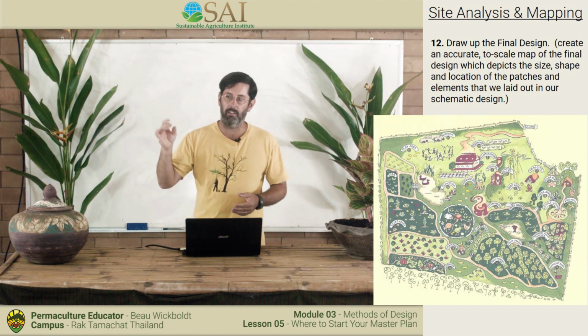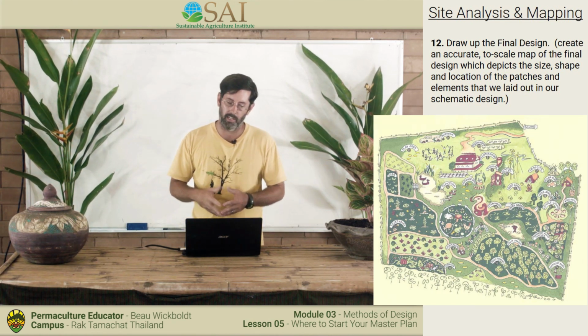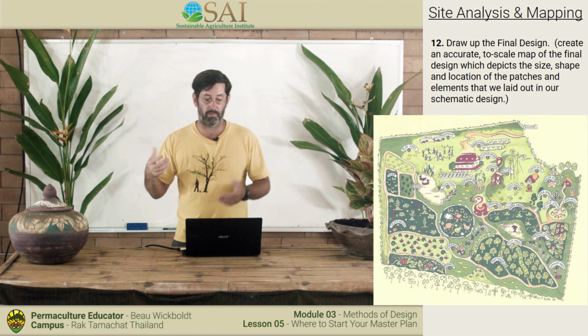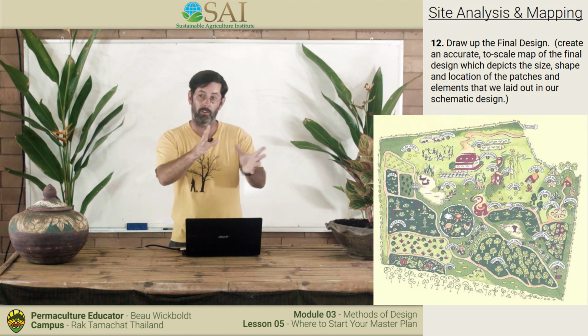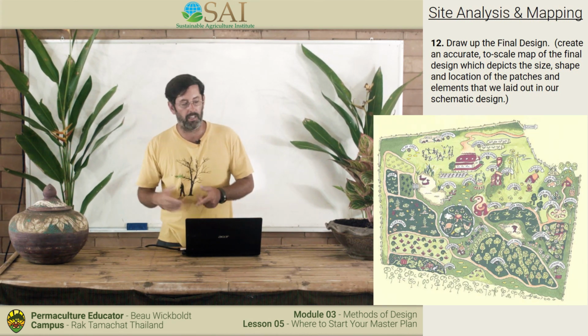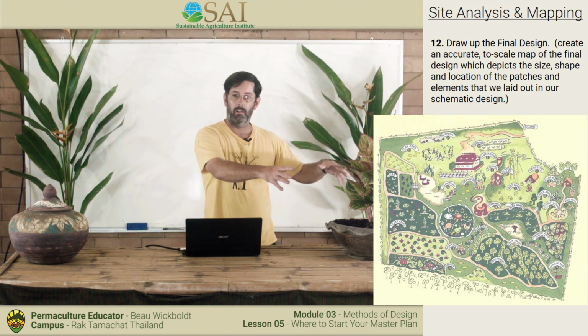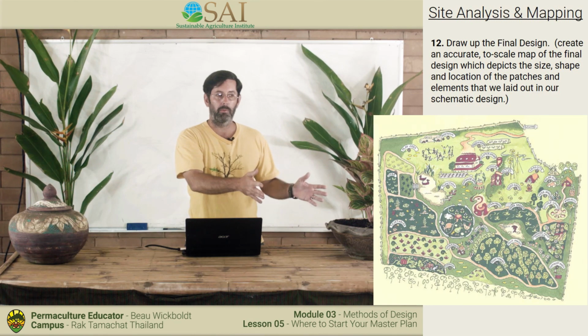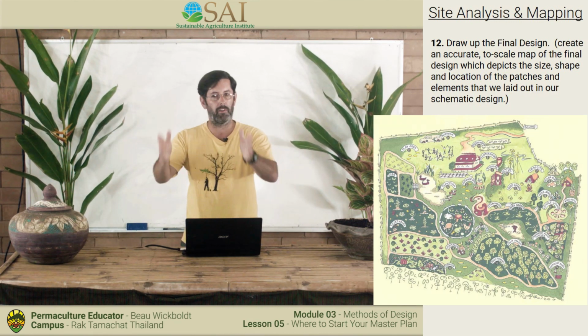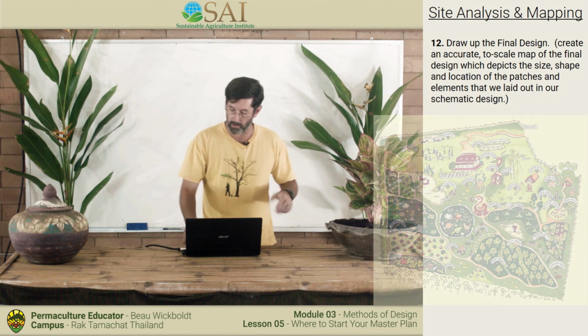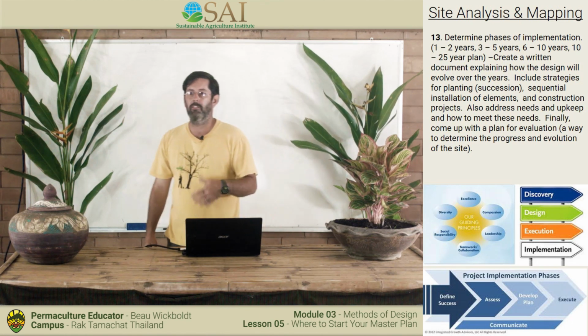So create an accurate to-scale map of the final design, which depicts the size, shape, and location of the patches or zones and elements that we laid out in our schematic designs. So our schematics lay out where the elements we want to place. And then finally, when we're happy with all our sketches, we draw that final design. There we go. Determine the phases of implementation.